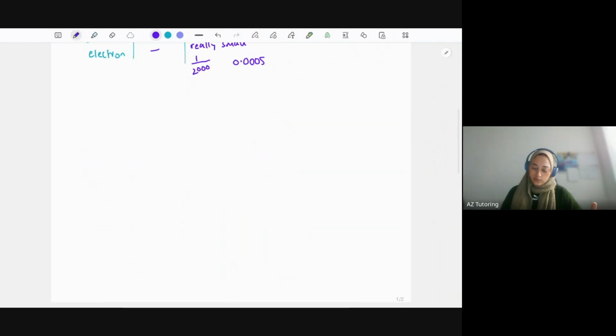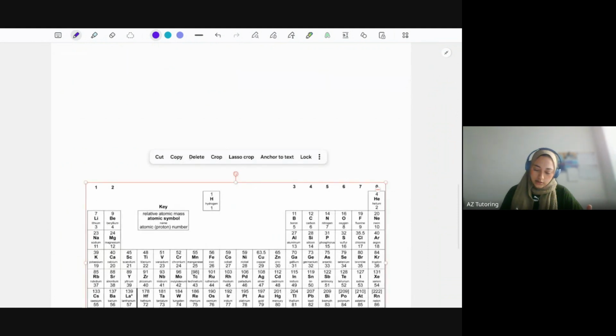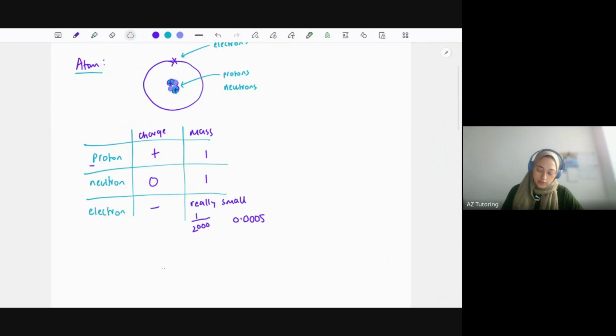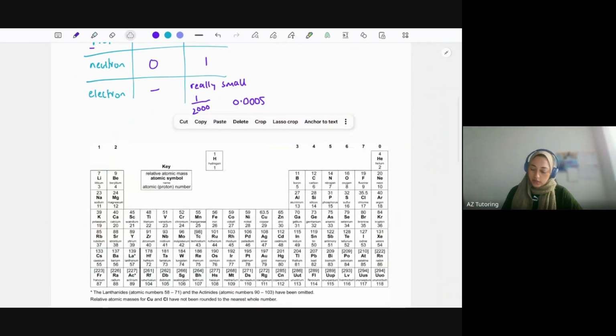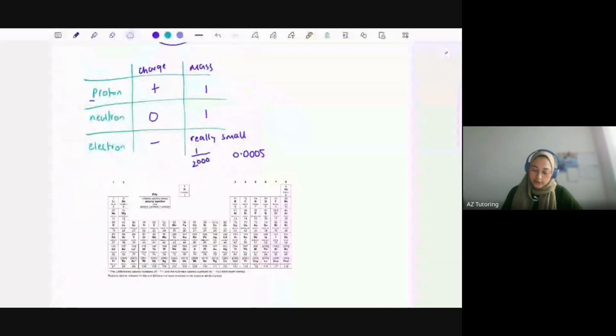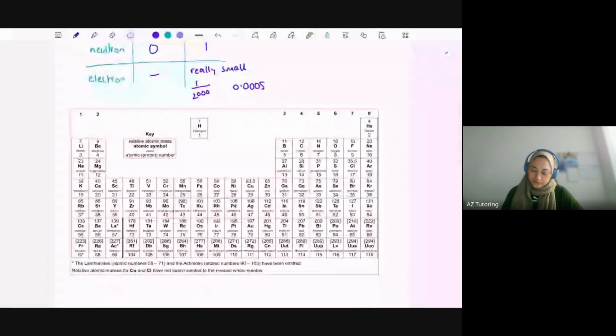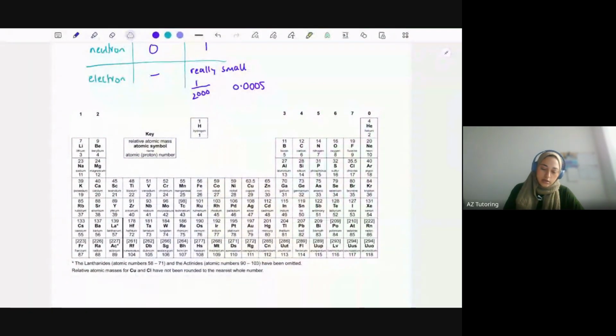So how's that relevant? Well, let me just copy this, and we have a look at the periodic table. Now, the periodic table is essentially all the elements that we know exist, and it just fits quite nicely in terms of its mass number, proton number, and so on. So if we have a look at this, let's get an example. Let's look at sodium. So sodium represented by Na.